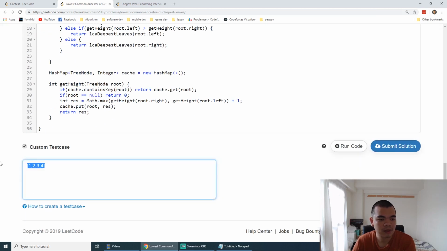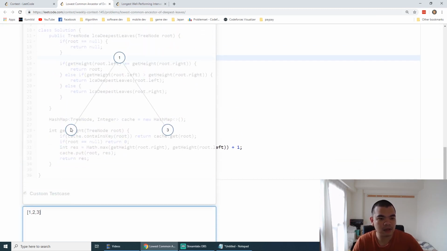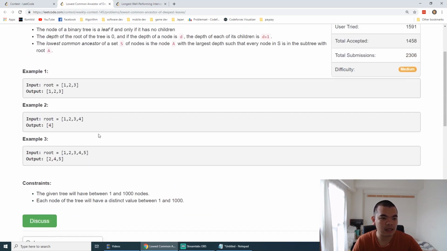For example, we have this tree: 1, 2, 3. 2 and 3 are leaves, right? And they are the deepest. So for 2 and 3, the common parent is 1. So we return 1.